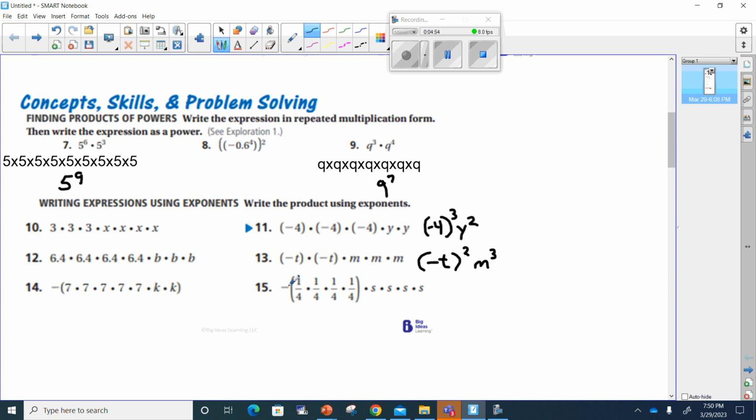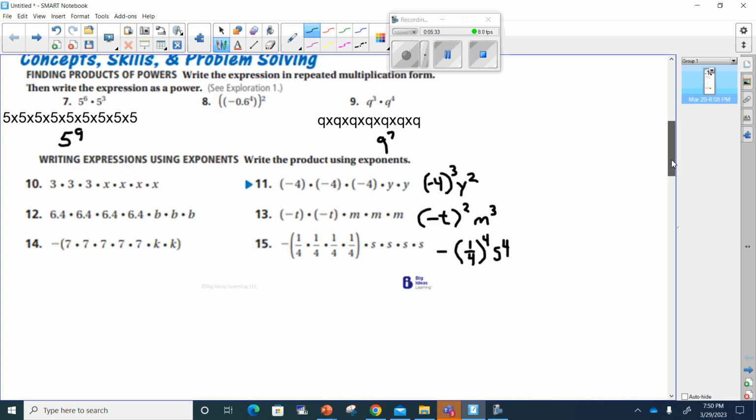15 would be, now this time the negative's outside of it, so I'm going to put negative and in parentheses 1/4. And this is going to be 1, 2, 3, 4 of them, so the fourth power. And notice I don't just put 1/4 to the fourth power, because if I did, that 4 would only be applied to the 1, not the 4. But the parentheses makes it apply to all of it. So that's why it's important to remember you need the parentheses there. Then s to the 1, 2, 3, 4 power as well.